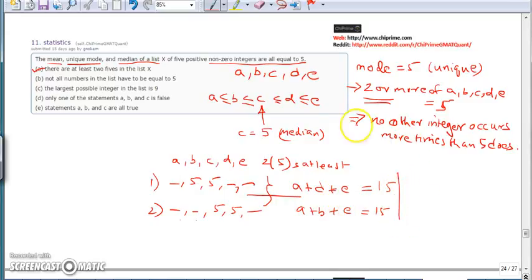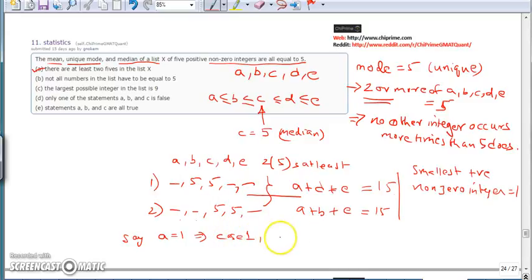What is the smallest positive non-zero integer we know? The smallest positive non-zero integer is 1. So let's say A equal to 1. In this case, let's try out case 1, right? Hypothetically. If we test the assertion that A equal to 1, we end up with 1, 5, 5, blank, blank.